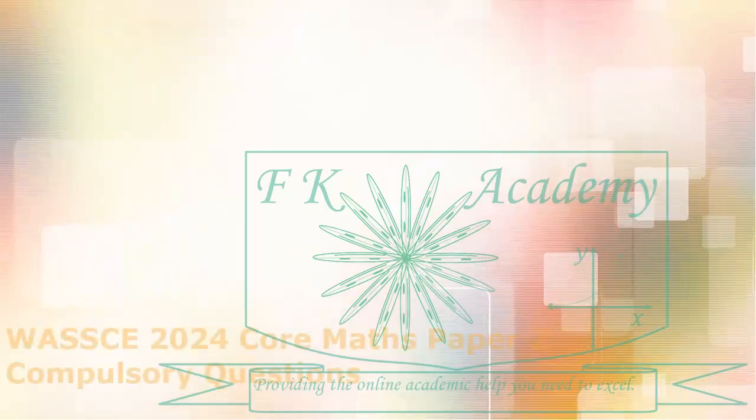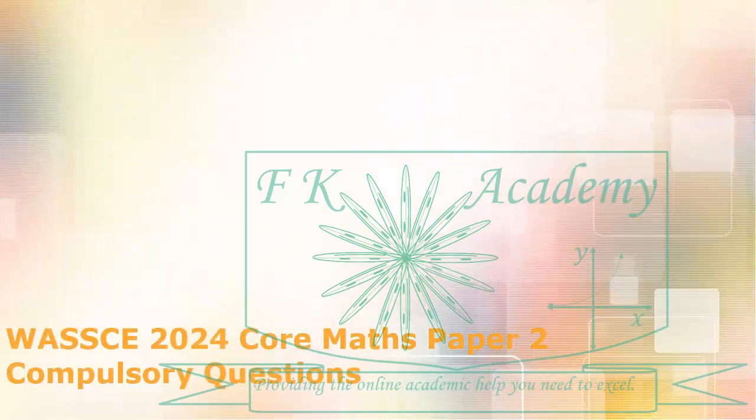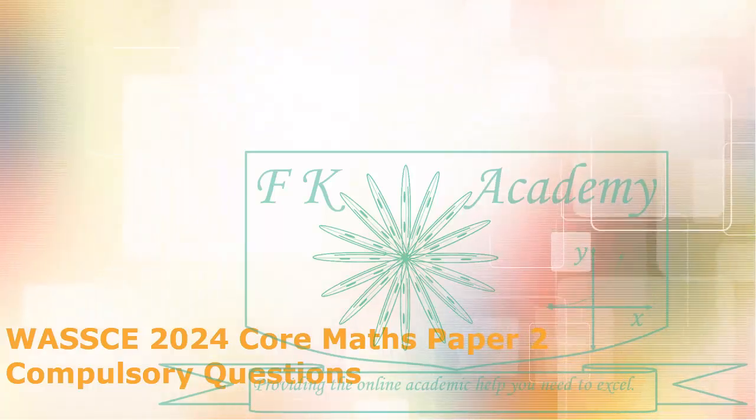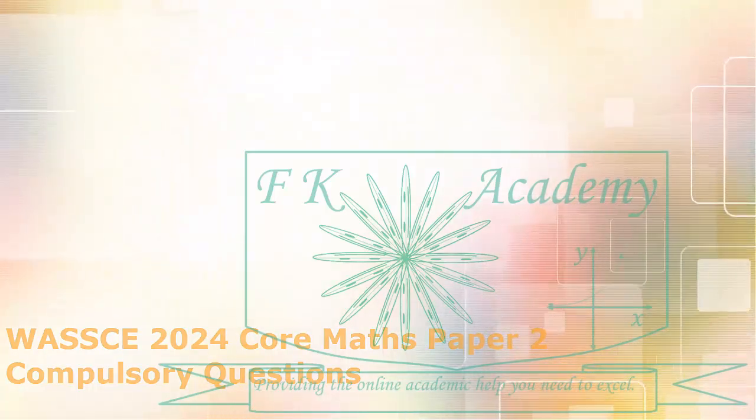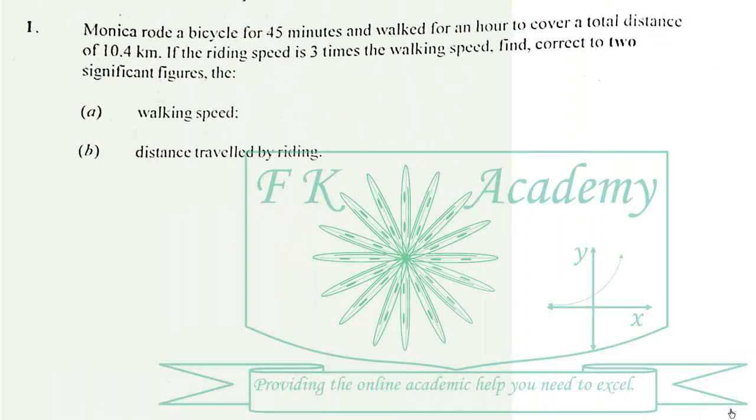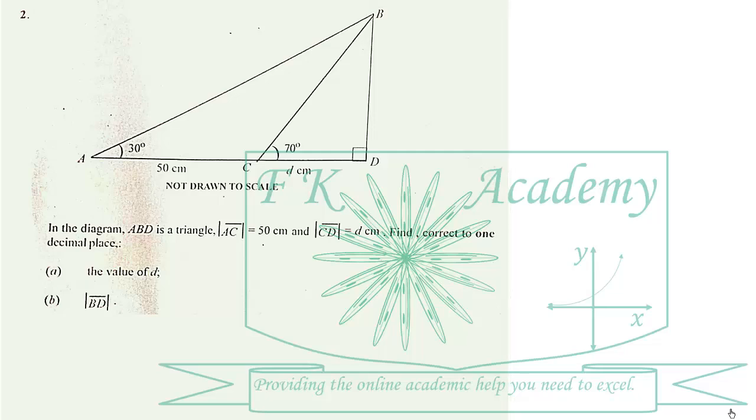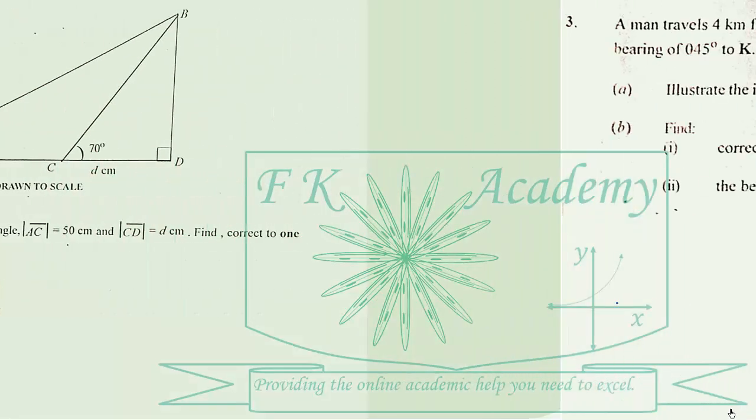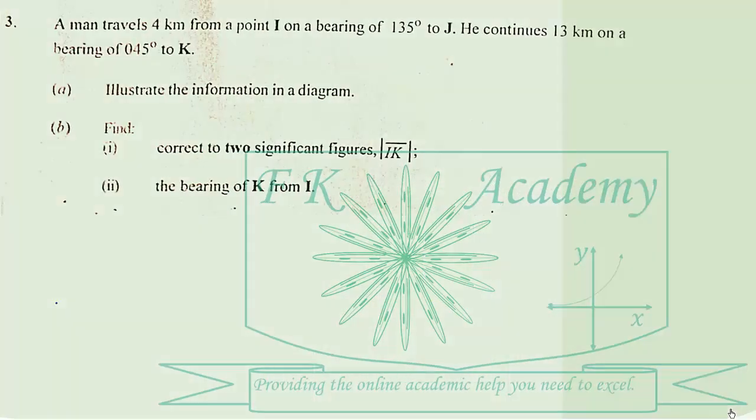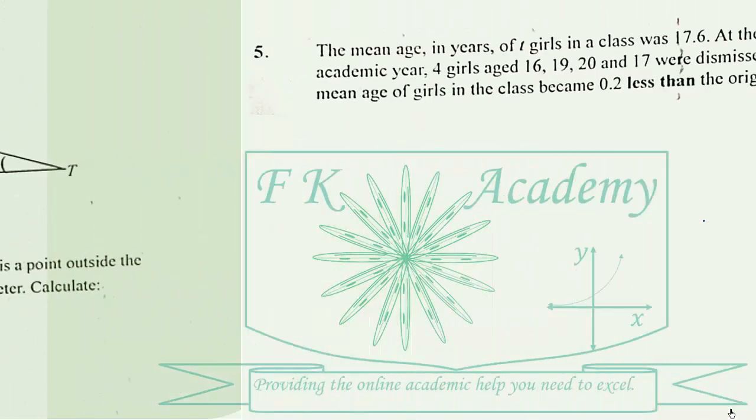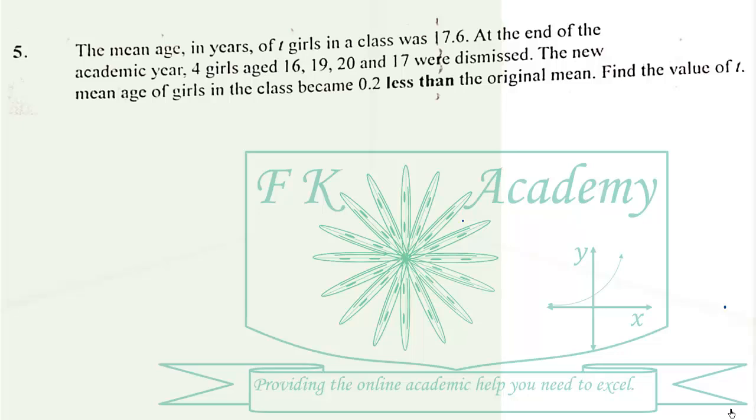The WASSCE 2024 Core Mathematics Paper 2 is here. Compulsory questions. Before we begin, let me show you the questions that dropped. So now let's go ahead and start solving with question number 1.